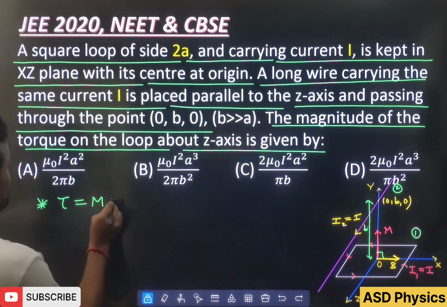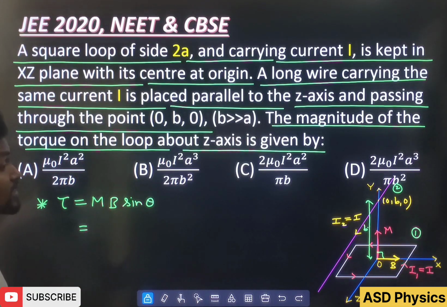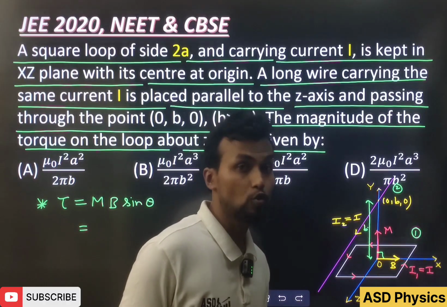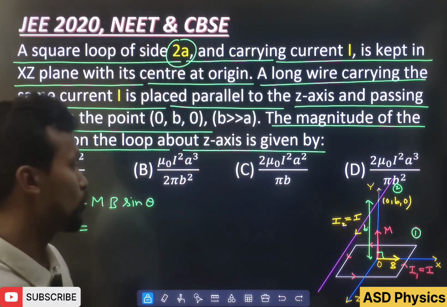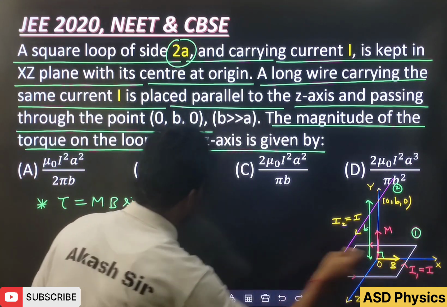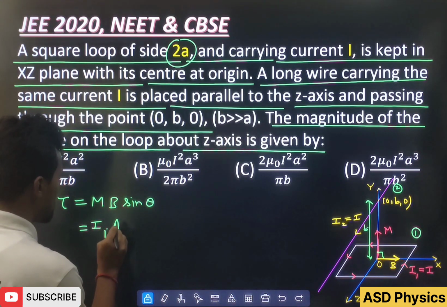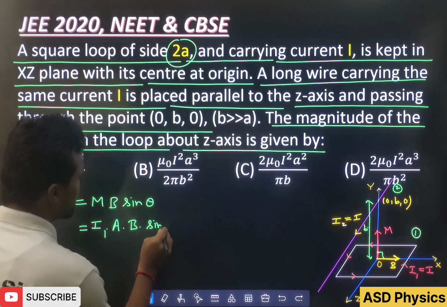Torque is given here again, MB sin theta. This is the basic formula. What is the magnetic moment of this square coil? See, the side is 2A. So M means, let's take current as I1, area is A, magnetic field B, and this is sin 90 degrees.